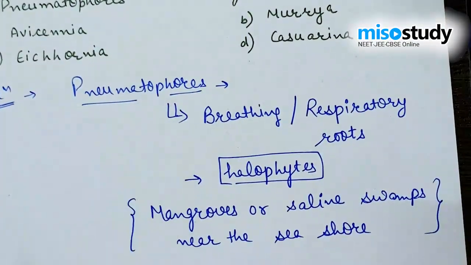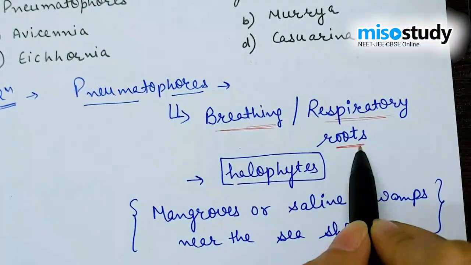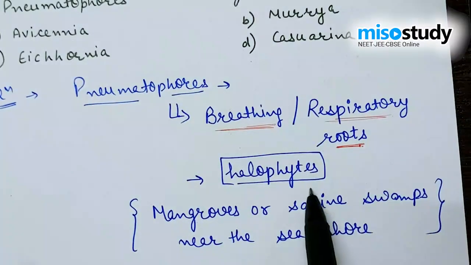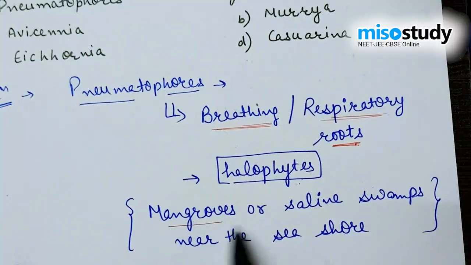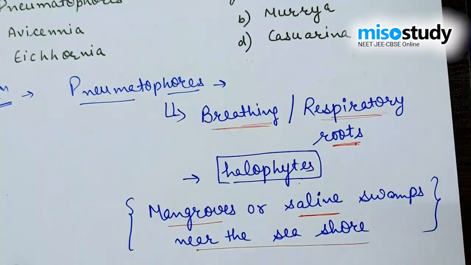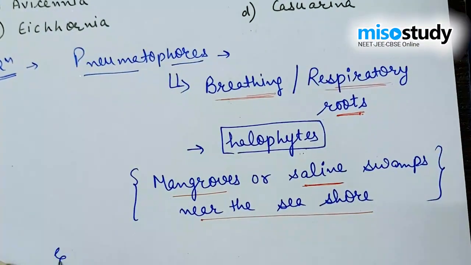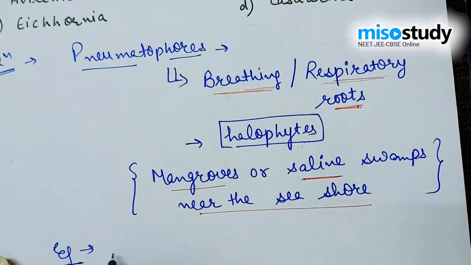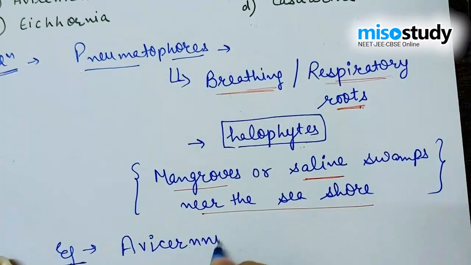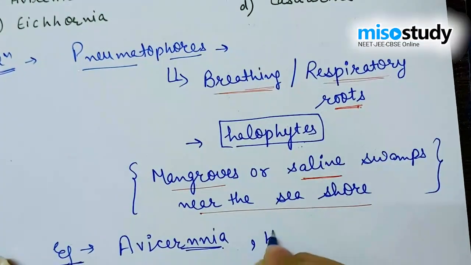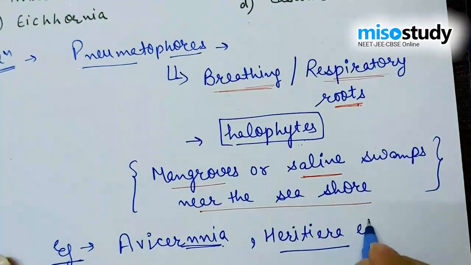What are pneumatophores? Pneumatophores are also known as breathing and respiratory roots present in plants known as halophytes. These halophytes are grown in mangroves or saline swamps near the seashores. For example, Avicennia, Heritiera, etc.